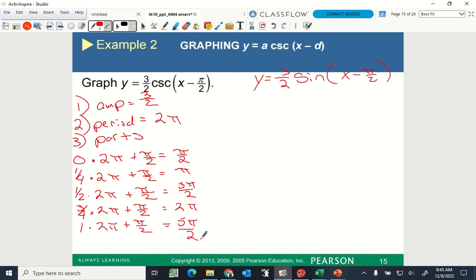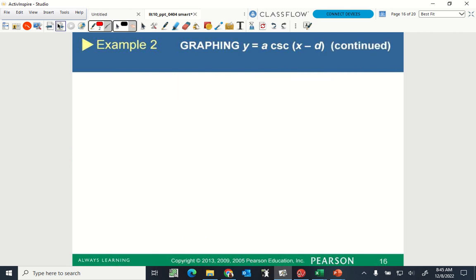All right, so I'm going to the next part, which is going to be my graph. Positive pi over 2 ends at 5 pi over 2.